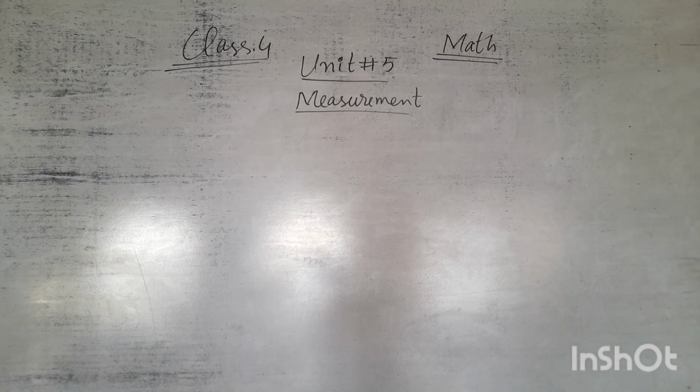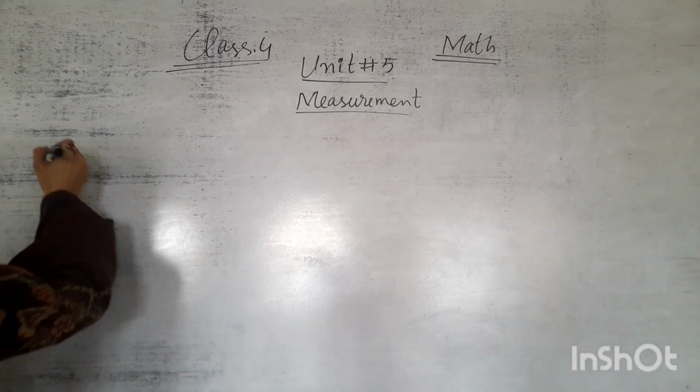Now tell me class, what we have revised in our last lesson. Good. We'll revise about perimeter and area. Now tell me class, what is perimeter? Good. Perimeter is the boundary of a closed shape.